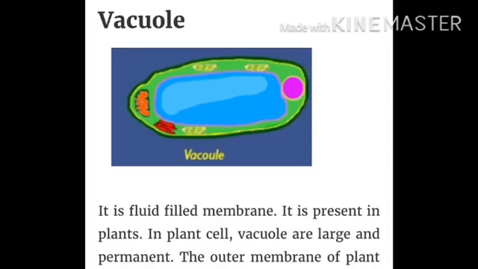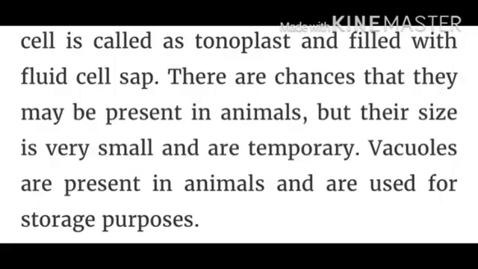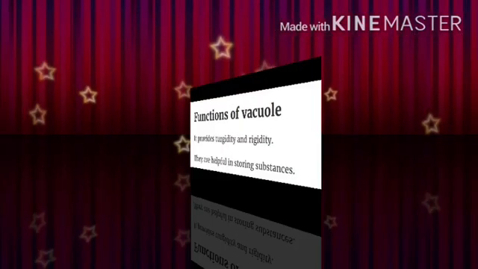Now vacuoles. It is a fluid filled membrane bound structure. It is present in plant. In plant cell, vacuoles are large and permanent. The outer membrane of the vacuole in the plant cell is called tonoplast and it is filled with fluid called cell sap. There are chances that they may be present in animal cells, but their size is very small and they are temporary. Vacuoles present in animal cells are used for storage purposes.